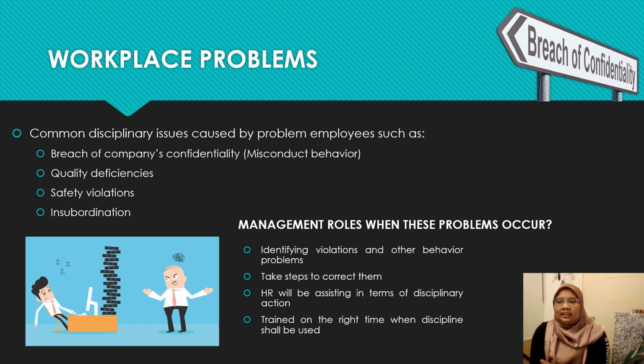Therefore, the highlighted question here is, what are management's roles when these problems occur? The first thing is to identify violations and other behavior problems that the said employee has done. Next is taking steps to correct them. However, if it becomes much worse, the Human Resource Department, HR, will be assisting in terms of disciplinary action.